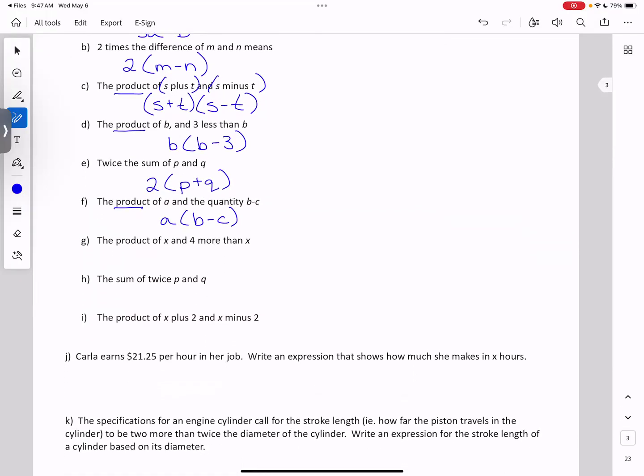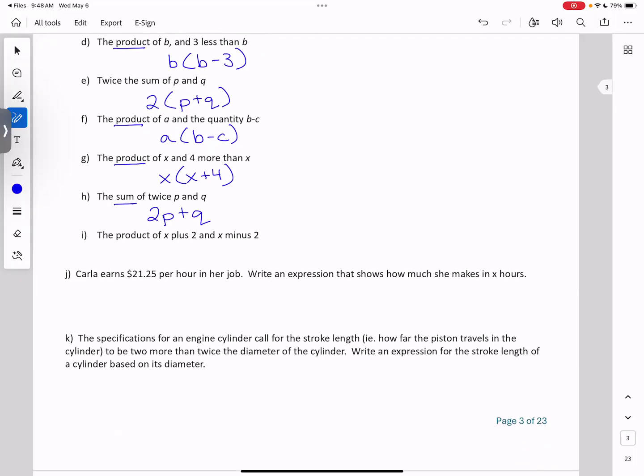The product of X and 4 more than X. So we're multiplying two things. They are X and 4 more than X, which is X plus 4 or 4 plus X as you wish. The sum of twice P and Q. So sum tells us we're adding. What are we adding? We're adding twice P plus Q. The product of X plus 2 and X minus 2. So we're multiplying. What are we multiplying? X plus 2 and X minus 2.